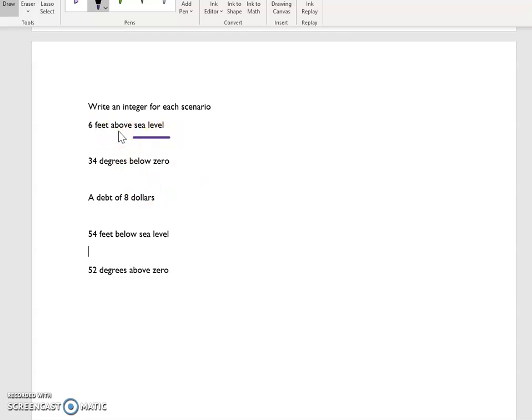And when I'm above sea level, I'm going to write a positive number. So 6 feet above sea level, I'm going to write with 6. Again, you don't need to write the plus sign. We assume this is a positive 6 because there is no negative symbol. The next one is referencing temperature. And when I'm below 0, that would mean I have a negative value. So the integer here that I could write is minus 34.